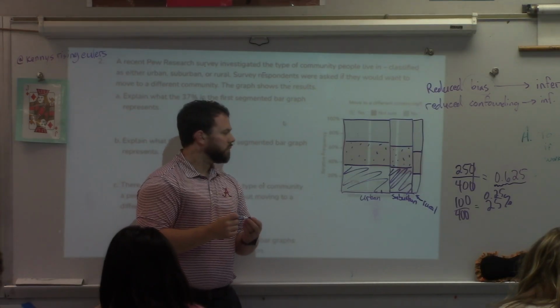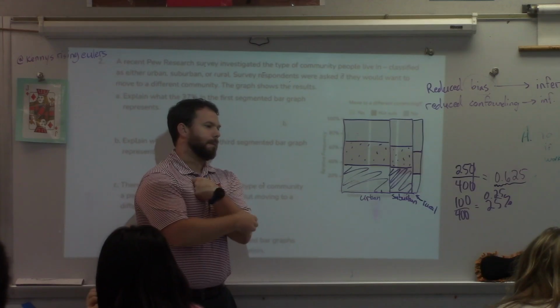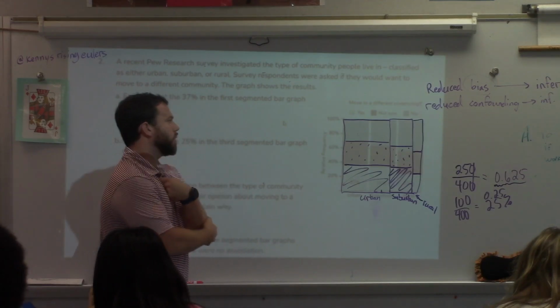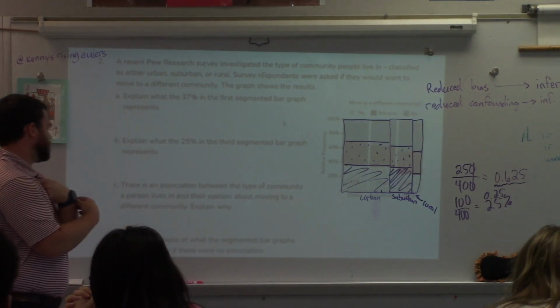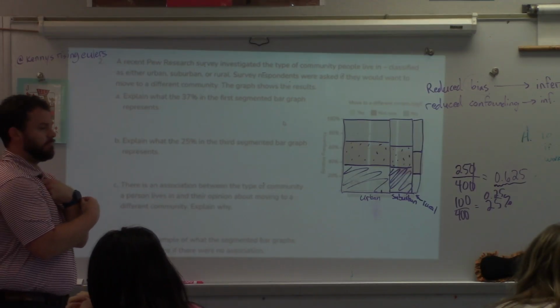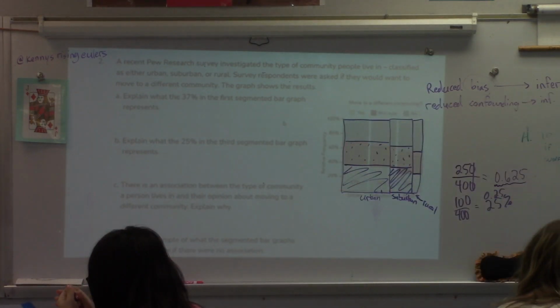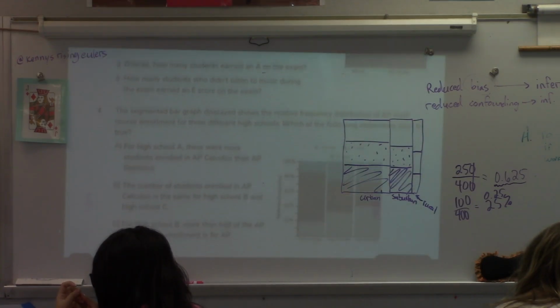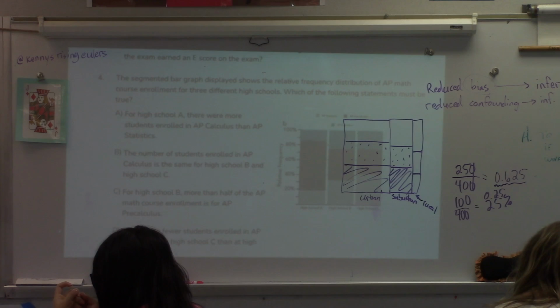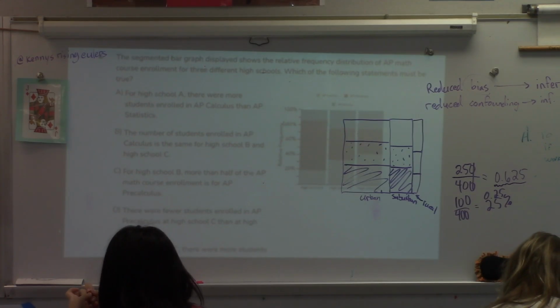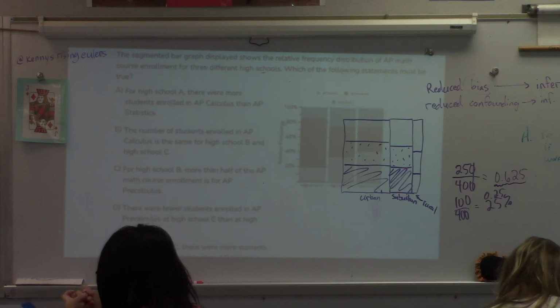So in the same homework section, is it 1.2? There's 1.2, yeah. And the number 4, there is a similar question that I was confused about. There's a question in B: the number of students enrolled in AP calculus is the same for high school B and high school C. So shouldn't it be false because it's a percentage? If you don't know how many people they surveyed at high school A, B, C.